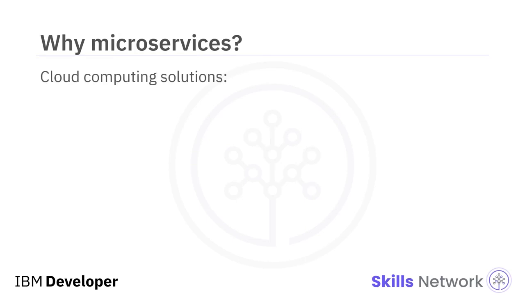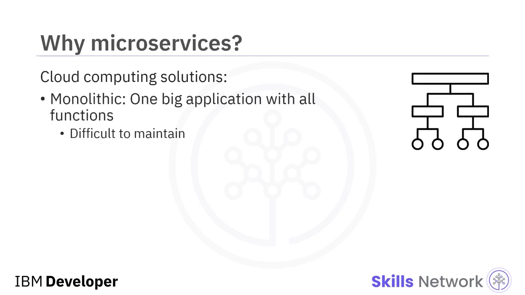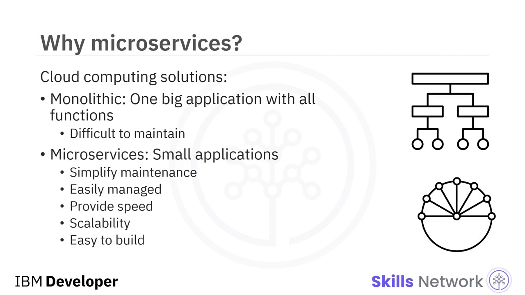Now, do you want to use cloud computing to manage all your business applications? Which solution would you prefer? A monolithic architecture on the cloud that comprises a single huge application with many complex functions that is difficult to maintain, or the microservices architecture containing small applications which simplify maintenance, are easily managed, provide speed and scalability, and are easier to build. These smaller applications work together to perform the function of one large application.